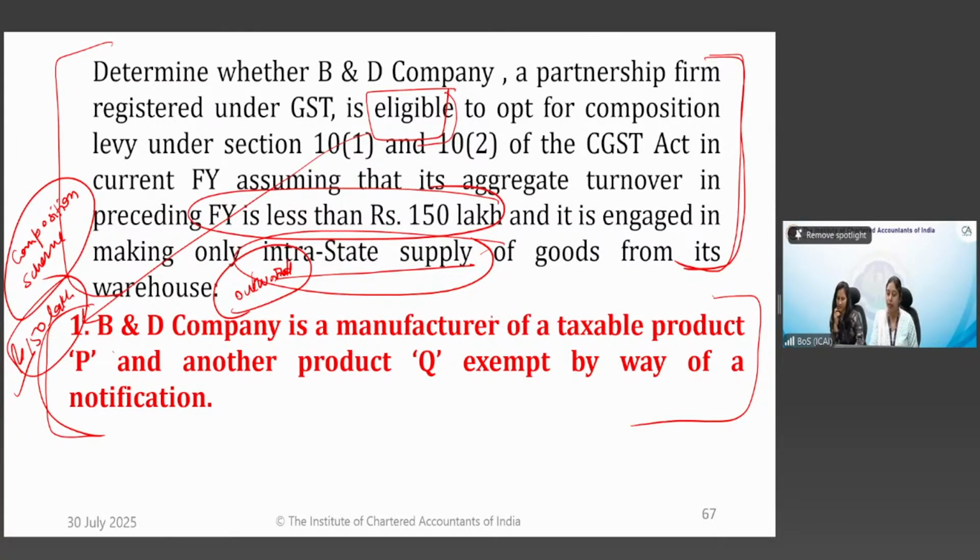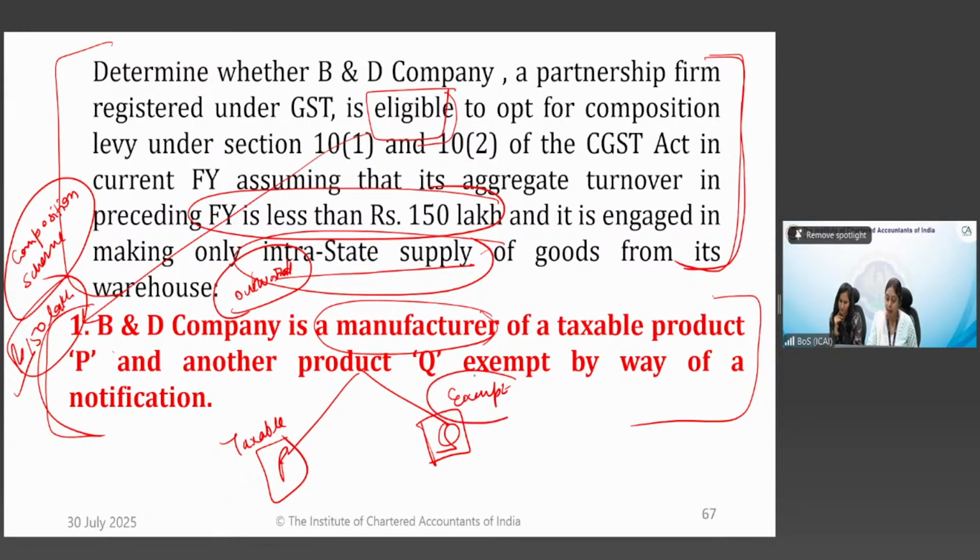B&D company is a manufacturer. Now this B&D company, which is a partnership firm, is manufacturing two types of products, product P and product Q. Product P is a taxable product and product Q is an exempt product. But how is it exempt? Exempt by way of a notification. Let us see.